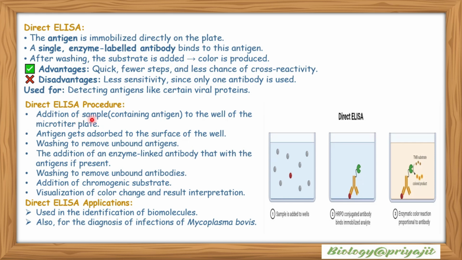Direct ELISA procedure: addition of sample containing antigen to the well of the microtiter plate, then the antigen gets adsorbed to the surface of the well, then washing to remove unbound antigen, the addition of enzyme-linked antibody that binds with the antigens if present, washing to remove unbound antibodies, then addition of chromogenic substrate, visualization of color change and result interpretation. Direct ELISA application: it is used in identification of biomolecules and also for diagnosis of infections of Mycoplasma bovis. This is the image showing the steps of direct ELISA.